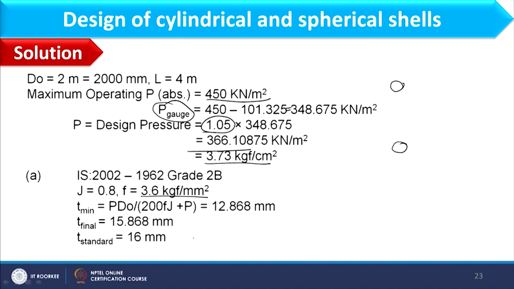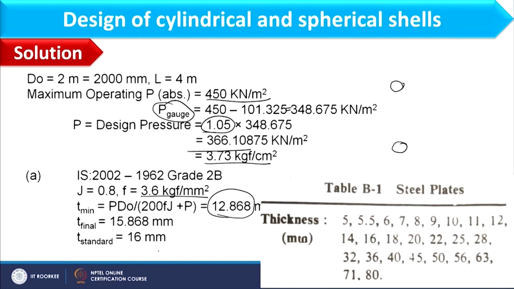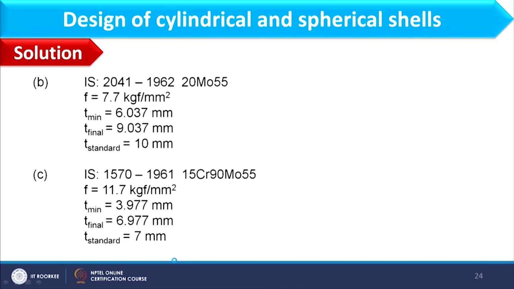J factor I already know as 0.8, other parameters we have already extracted from table or formulae, and then adding 3 mm to this as corrosion allowance, we have thickness 15.868, and then you can see table B1 where the next value is available as 16. So, 16 mm we have considered as a standard thickness. In a similar line, we can compute the thickness for other material.